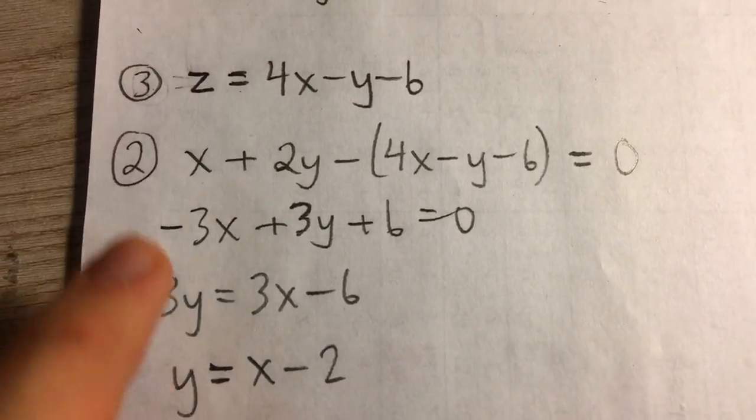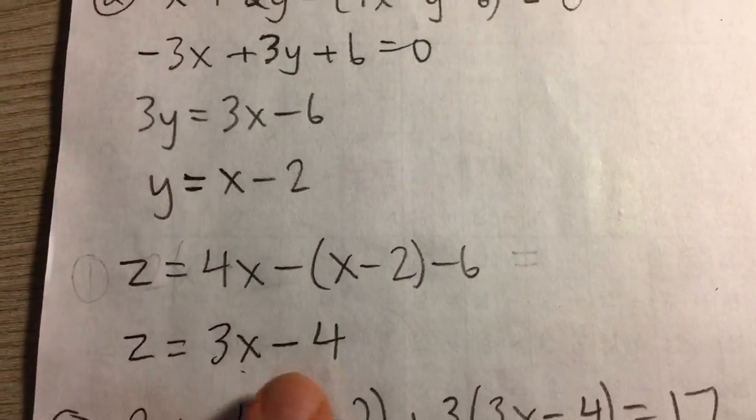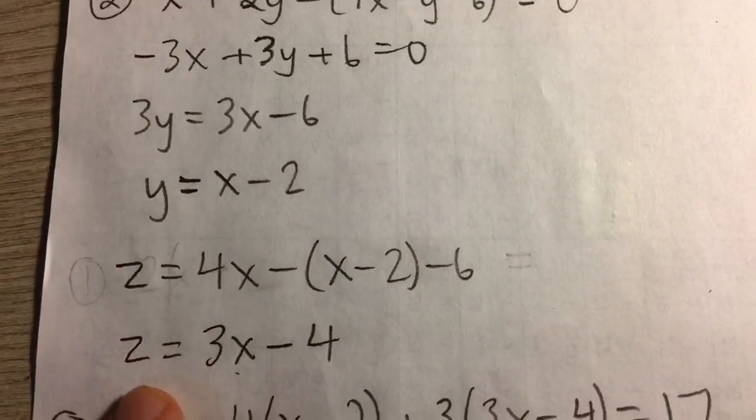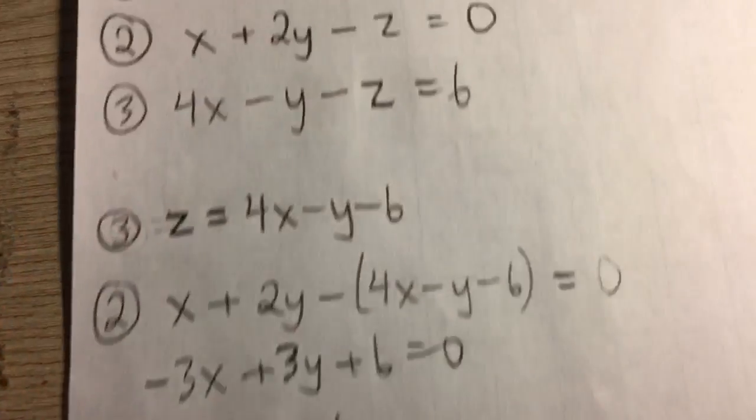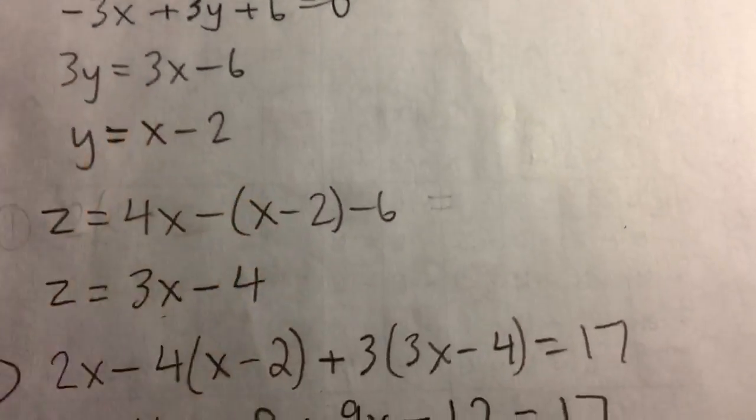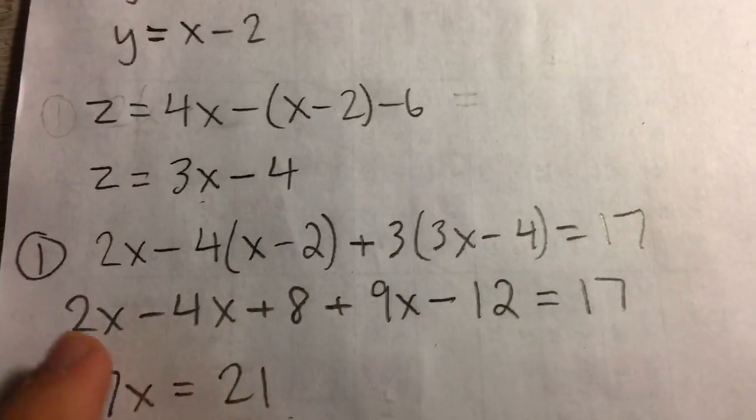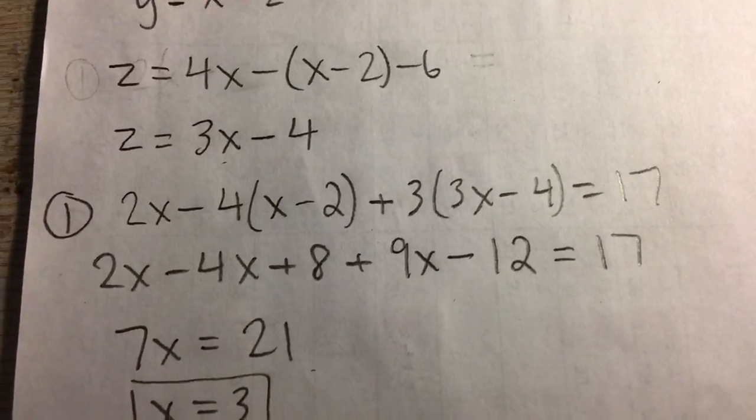I'm going to plug this into the z equation for y. And now I have z in terms of just x, because this is y in terms of x, and I have z in terms of x. Now that I have these two, I can plug in y and z into our first equation for y and z. And when I do that, look, now all I have is all x terms. I only have one variable, and it's a linear equation, so I can solve now for x.